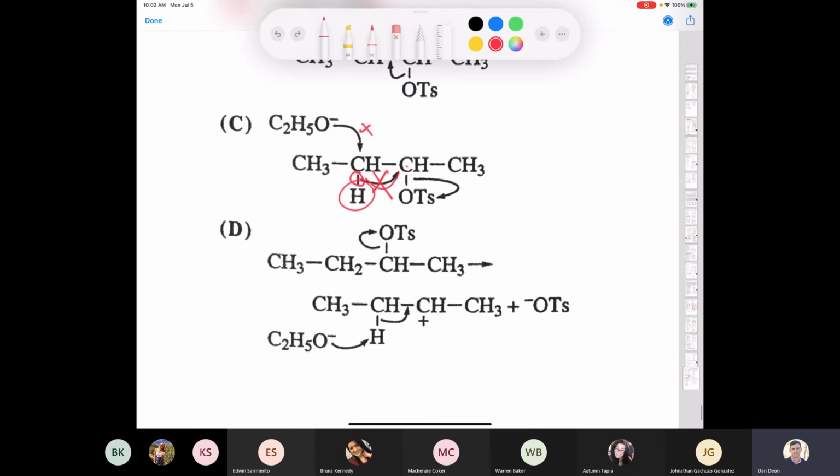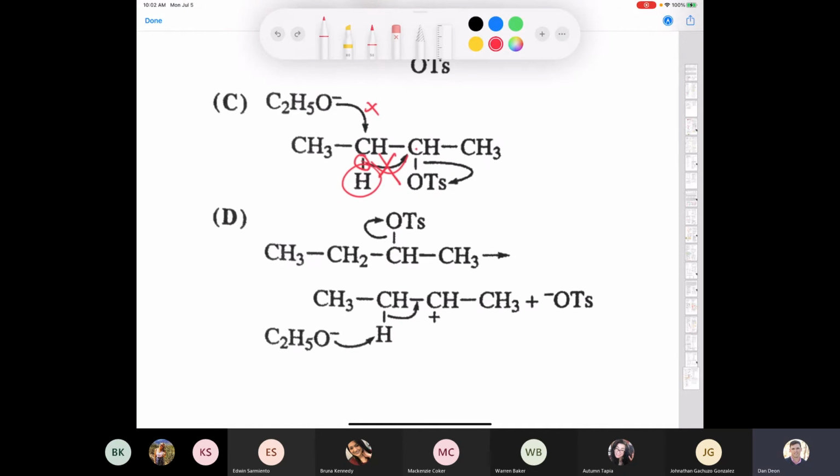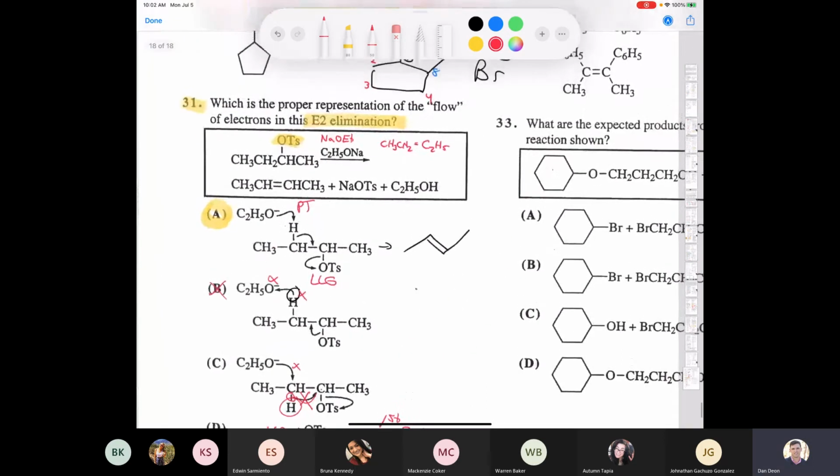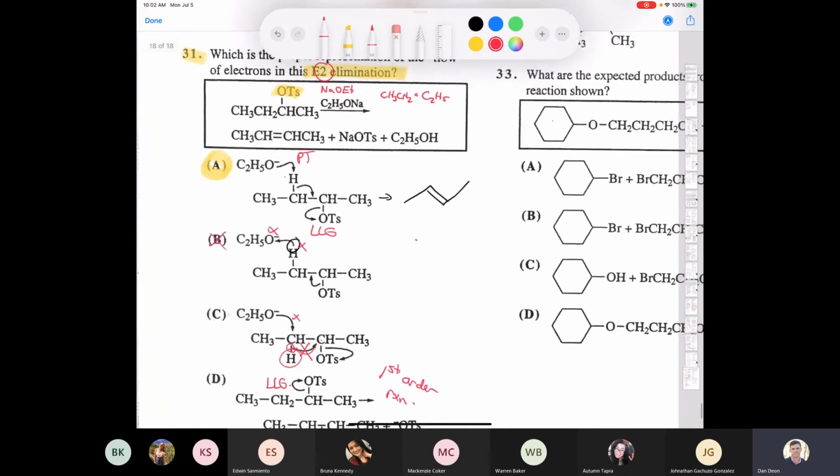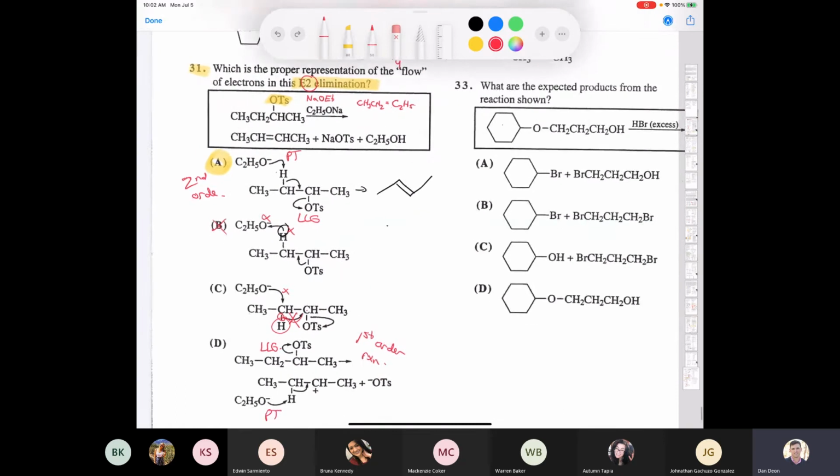But if we look at D, we have the leaving group leaving to give us a carbocation, okay? But that would be an E1 mechanism, right? This is a first order reaction, the way it's drawn. One step at a time. First, you have the loss of leaving group, then you have the proton transfer. And we know that since it is an E2 reaction, it is a concerted process, right? It is second order. So that means that the proton transfer and the loss of leaving group occur simultaneously. So the answer would be A.